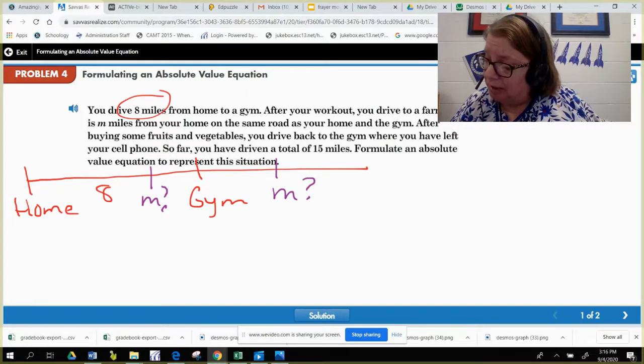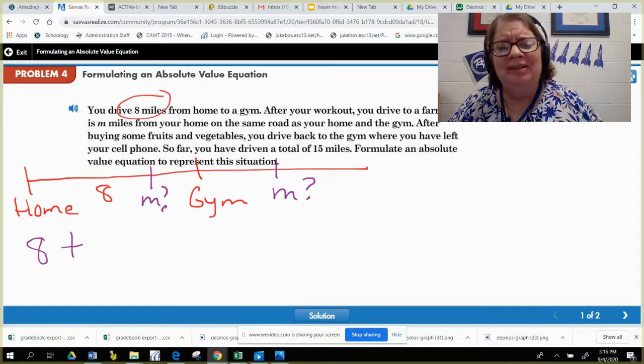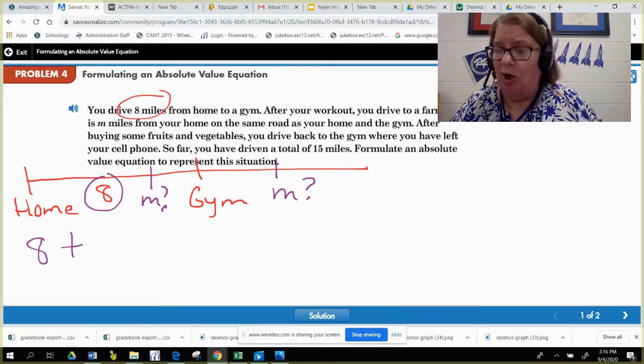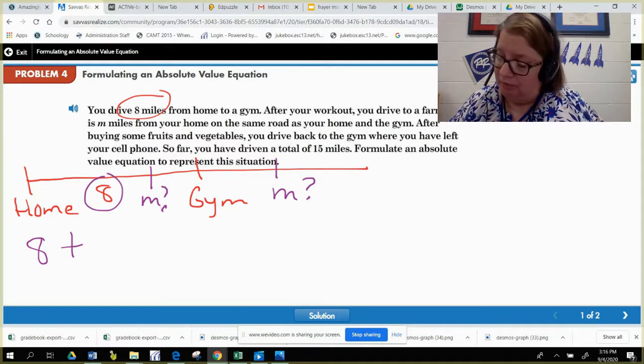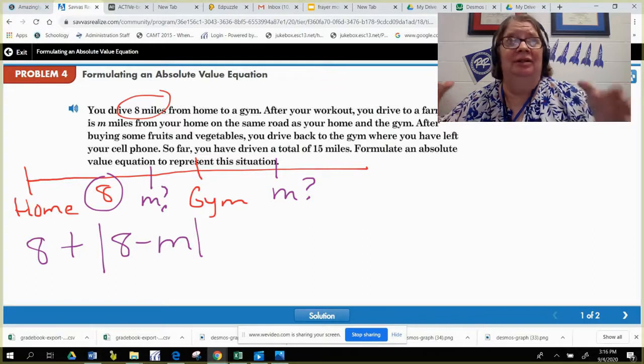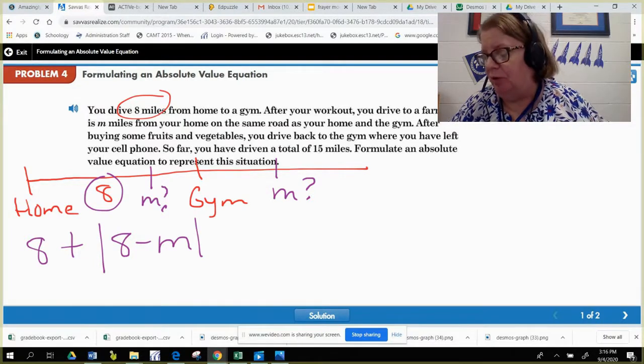All right, so let's think about how far we drove. 8 miles from home to the gym. Plus, now how do we describe this distance from the gym to the farm? That's the difference between this 8 miles that we know is the distance from home to the gym and the farm. So we can write that as 8 minus m, right? The difference between the 8 miles and the farm. So we drove from home to the gym, that's 8 miles. Then we drove from the gym to the farm, which is represented by this absolute value.